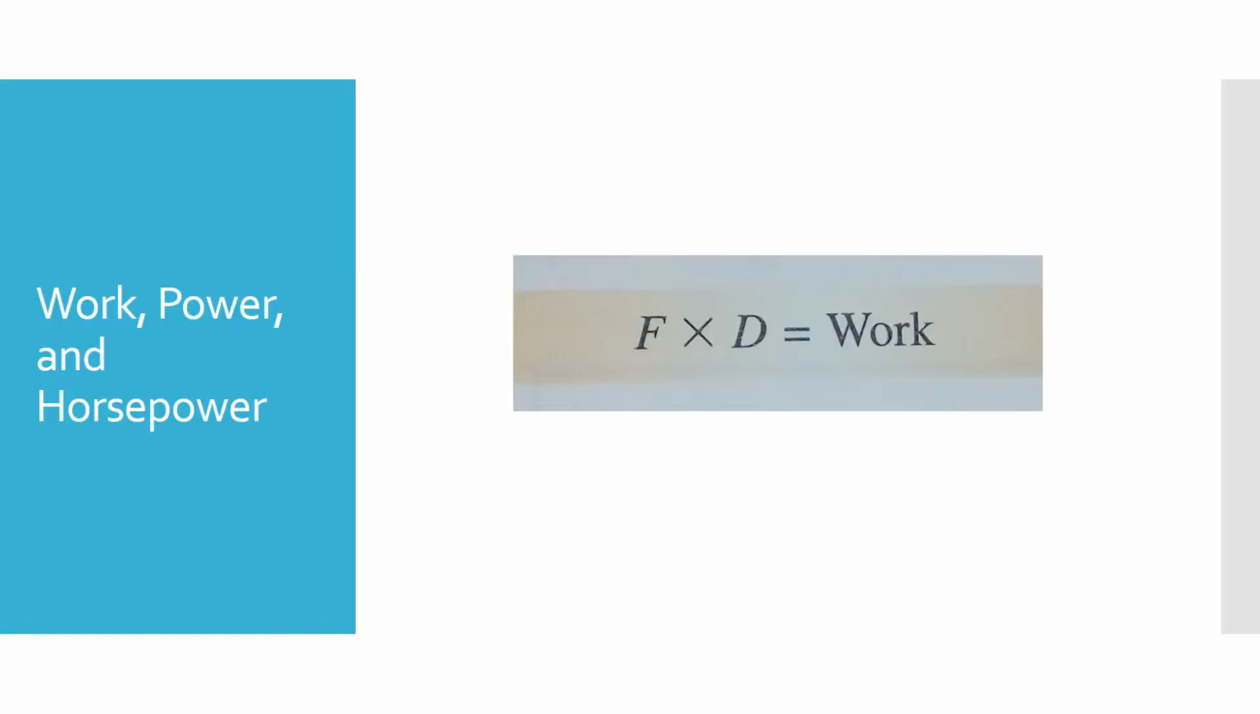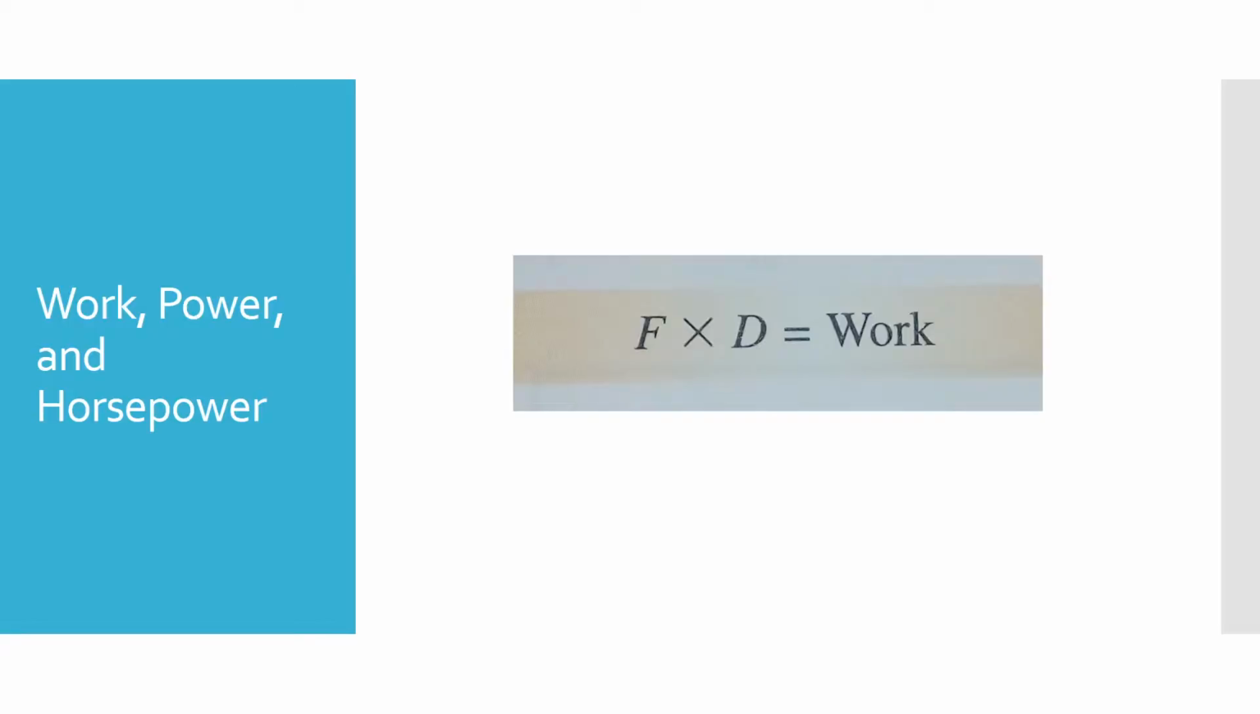Look at the formula F times D equals work. If F is the force in pounds and D is the distance in feet, the work is calculated in foot-pounds. 10 pounds times 1 foot equals 10 foot-pounds of work. It is important to note that no reference is made to time when calculating work. It may take 5 seconds or 10 minutes to move the 10 pounds 1 foot in the example.